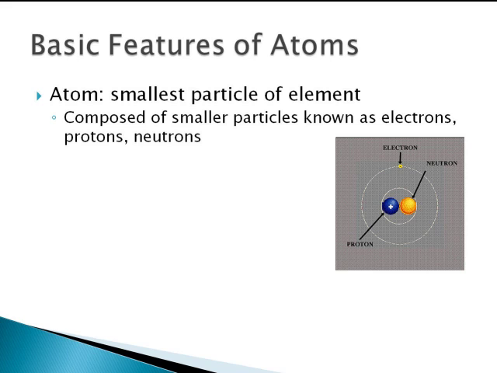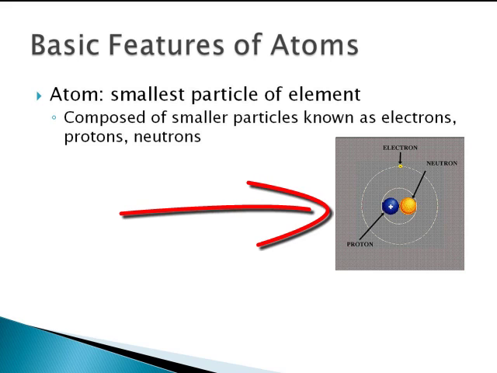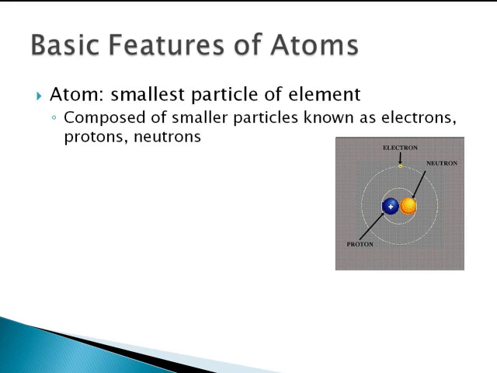The first term being atom. The atom is defined as the smallest particle of an element, with an element being a pure substance. For example, if we had a piece of copper and it was 100% copper, that would be the element copper. Now, the atom would be the smallest part of that element copper that we could obtain and still keep the properties of the element copper.